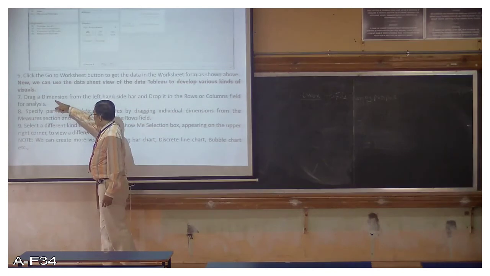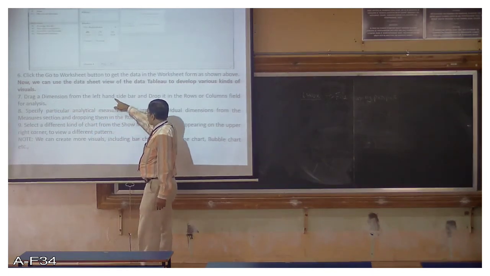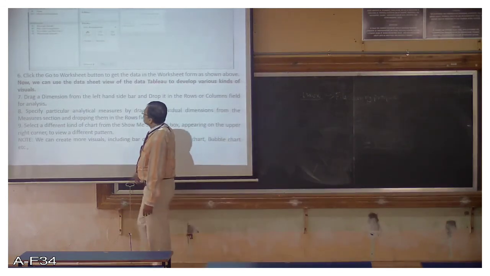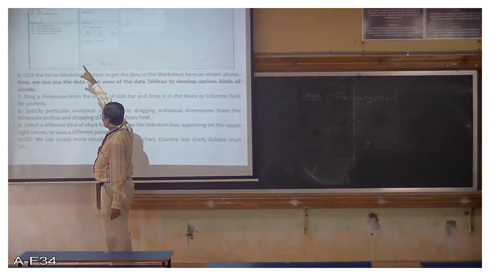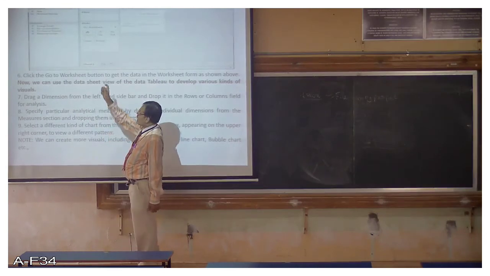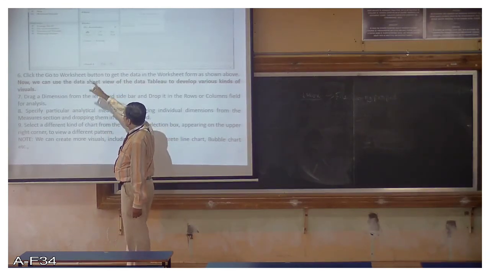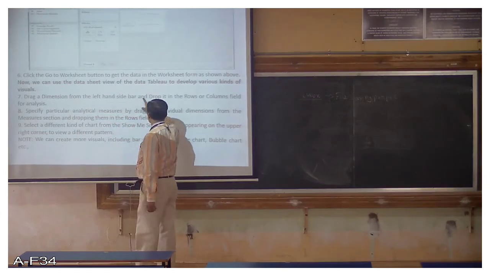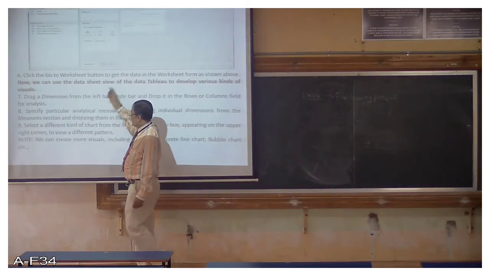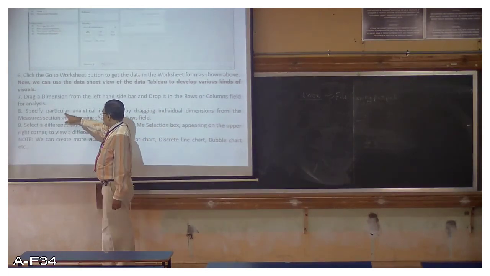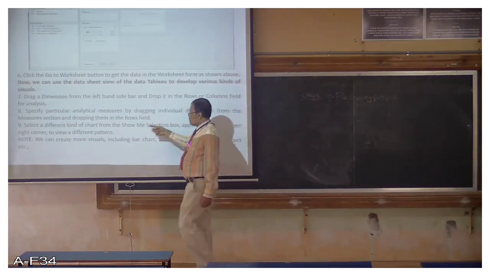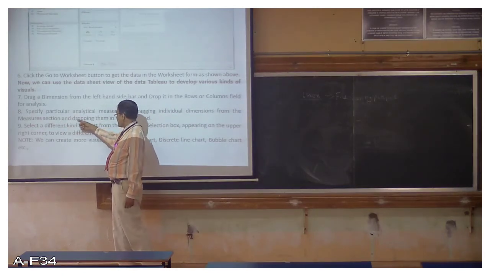Next, drag the dimension from the left hand side bar and drop it in the Rows and Columns field for analysis. The Dimensions box is at the left side corner there. So you just drag and drop in the active window, that is the Rows and Columns of the field for analysis. Then specify particular analytical measures by dragging the individual measures from the Measures section and dropping them onto the rows and columns.